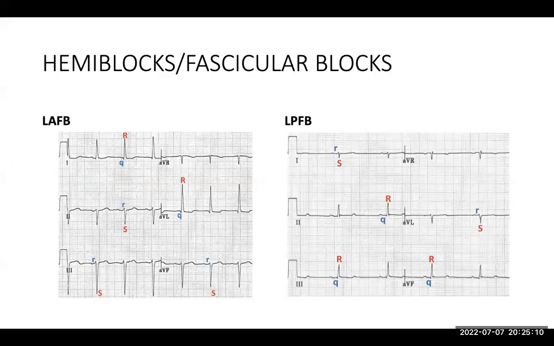Now this one, I really don't want to dwell so much. We call them hemiblocks or fascicular blocks. Why we call them fascicular blocks is this time the block is at the branch of the left bundle branch. Because remember, the left bundle branch, immediately after they separate into right bundle and left bundle, the left bundle divides into two, anterior fascicle and posterior fascicle.